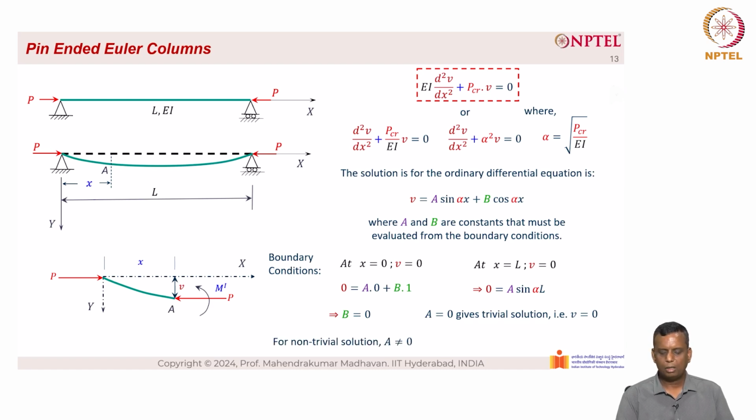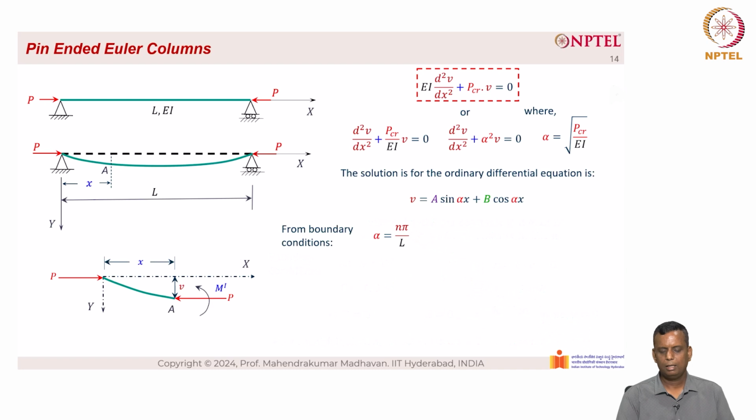Hence, for a non-trivial solution, A should not be equal to 0, which means that sin alpha L is equal to 0. If sin alpha L equal to 0, alpha L should be equal to n pi, which means that alpha equal to n pi by L. From the boundary conditions, alpha equal to n pi by L, and we know that alpha equal to root of P critical by EI. So we put n pi by L is equal to root of P critical by EI. Squaring on both sides, we have n square pi square by L square equal to P critical by EI.